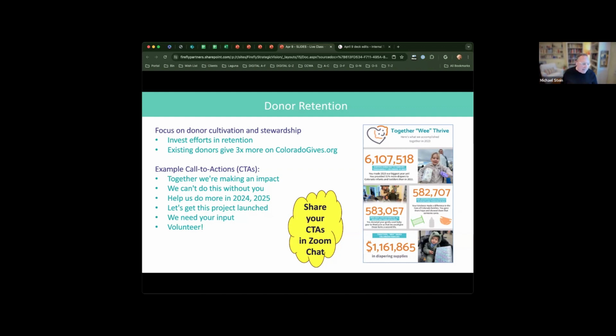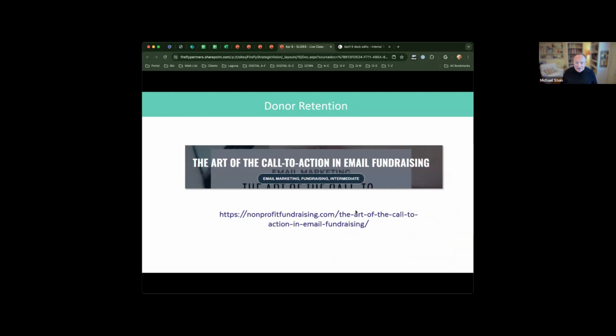So quick comment here. If you have some of your own favorite calls to action, please share those in the Zoom chat. Jordan added this one here, and I love it, which is called The Art of the Call to Action in Email Fundraising. And I have to say the call to action is one of these fundraising tradecraft things that is just the subject of endless fascination.